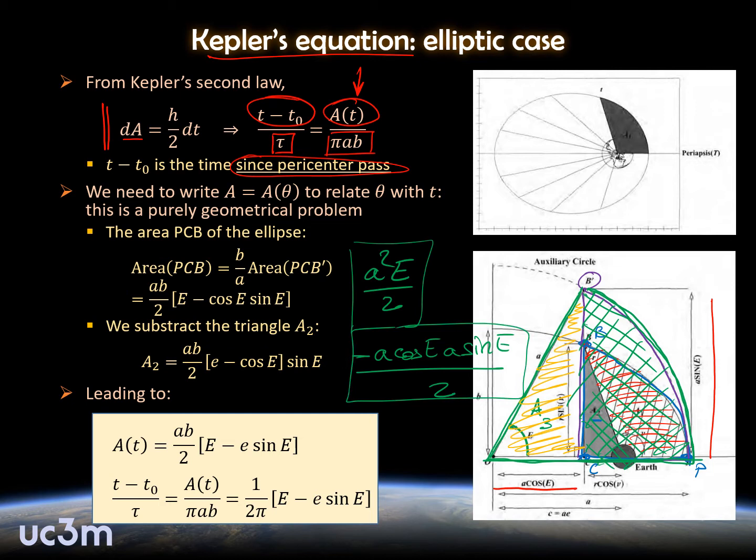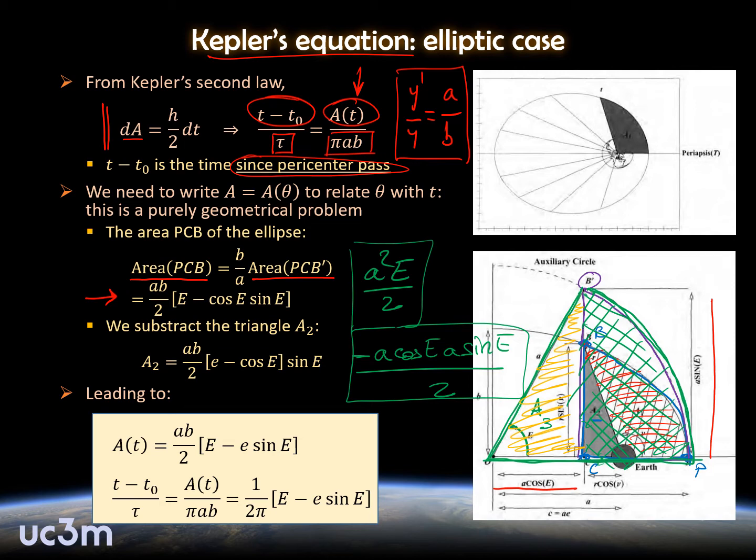Now, in order to go from the auxiliary circle to the ellipse, remember that we have the relation between the vertical coordinates: y prime divided by y is equal to A over B. When we apply that, we can convert that PCB prime area into the PCB area that we're looking for, and that's basically what you have over here. The last step is to subtract the area of this triangle.